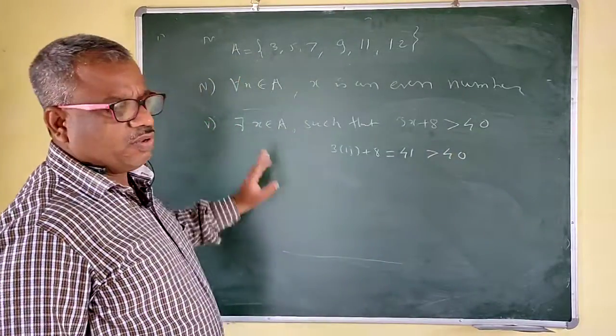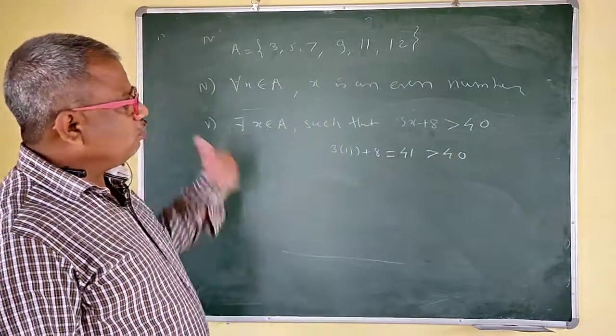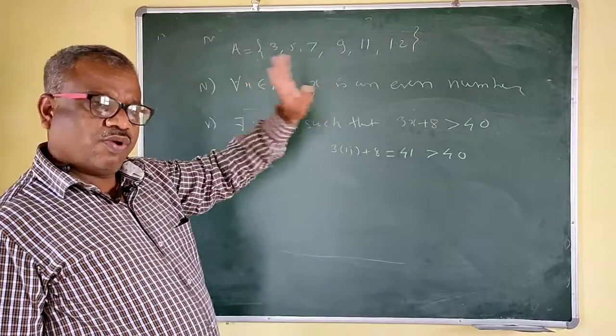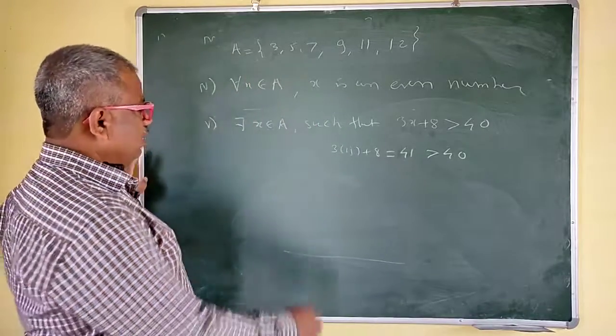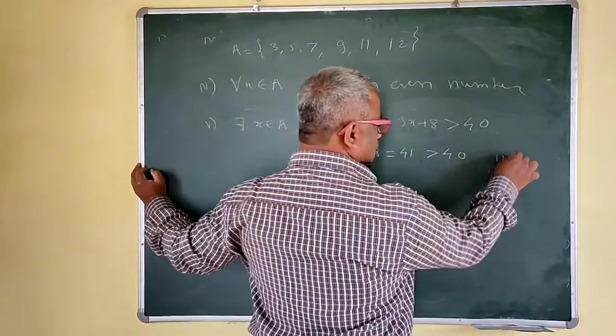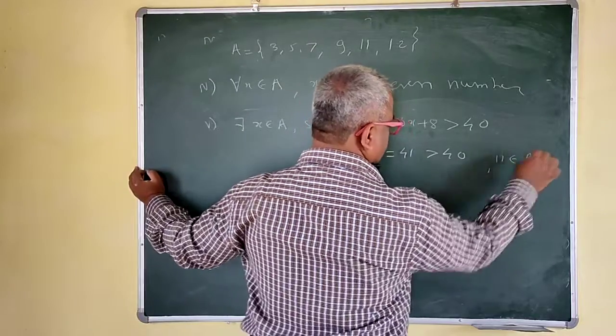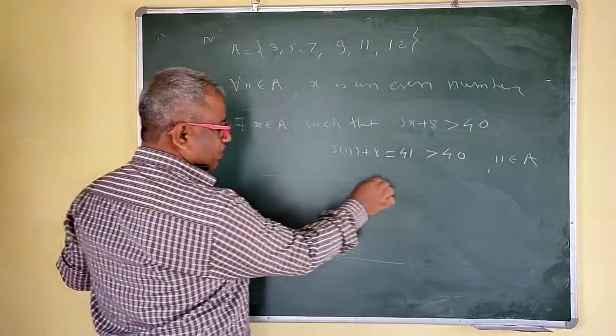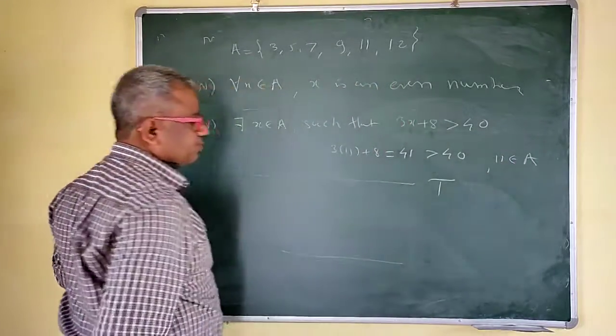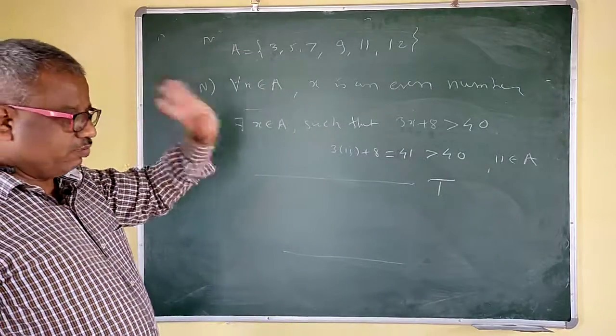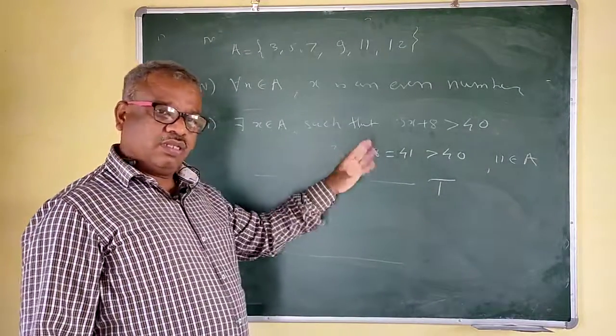There exists, we want at least one element, no need to check the other elements. We get one element, that means 11 belongs to this A. Therefore the truth value of this statement is T, right? No need to check the other values. So at least we get one, just stop there.